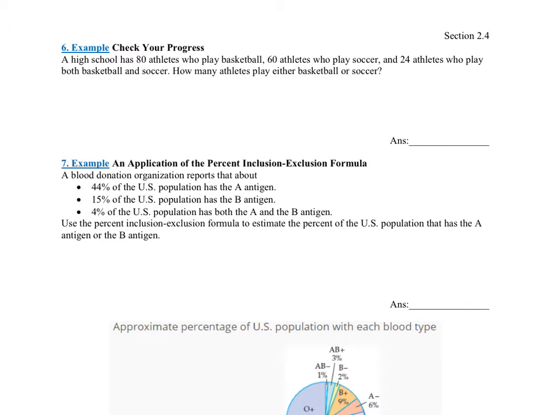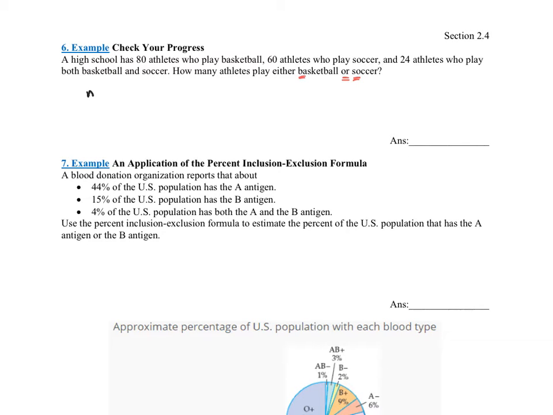Example 6. A high school has 80 athletes who play basketball, 60 athletes who play soccer, and 24 athletes who play both basketball and soccer. How many athletes play either basketball or soccer? So we want how many play basketball or soccer.